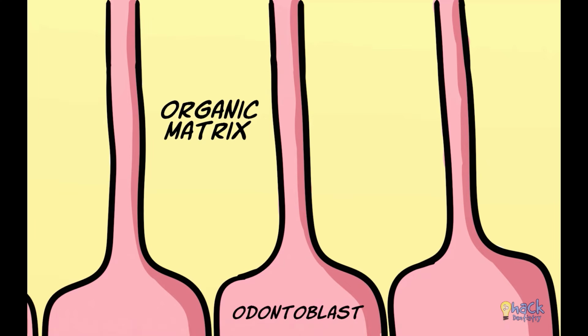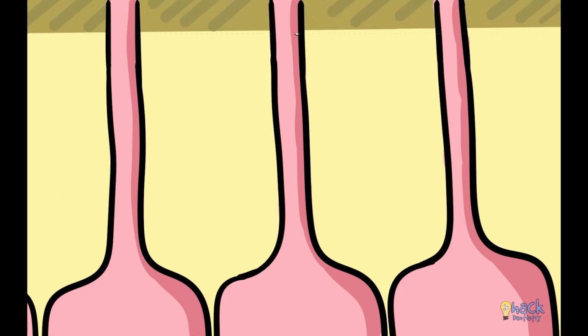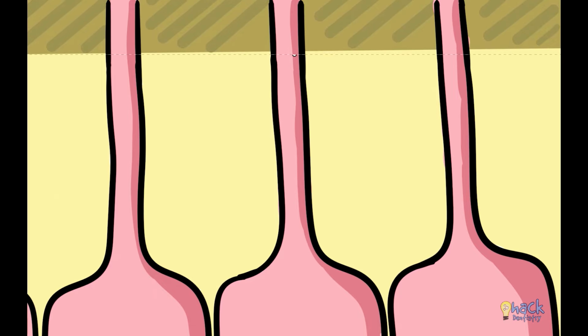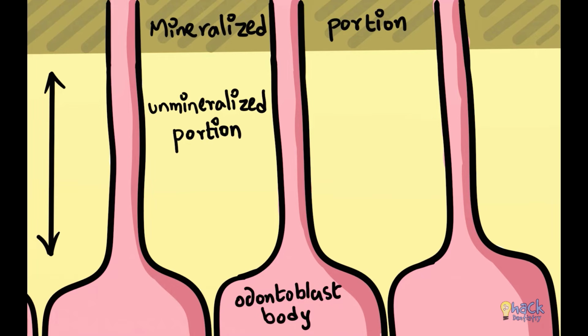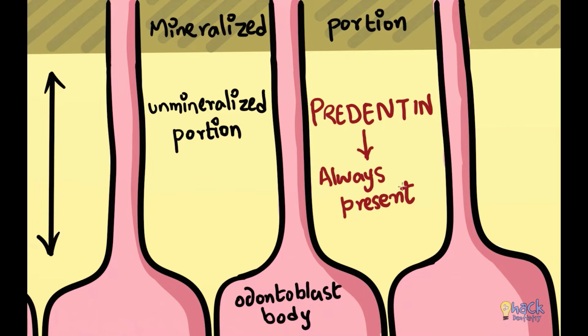So once organic matrix is secreted, the matrix is mineralized, but only up to a point where there is a small layer of unmineralized organic matrix between the odontoblast cell bodies and the mineralized portion. This unmineralized matrix layer is called predentin and is always present throughout dentinogenesis between the odontoblast cell body and the mineralized portion of dentin. Predentin is around 15 to 20 microns in thickness.